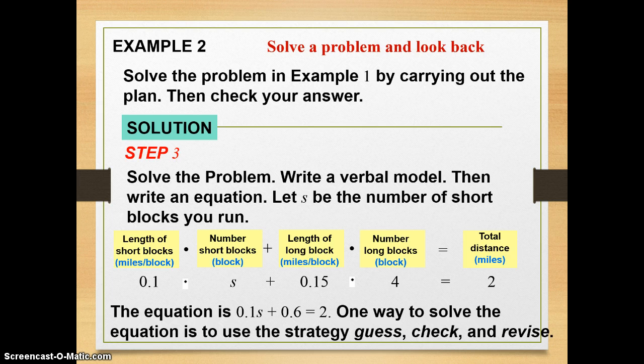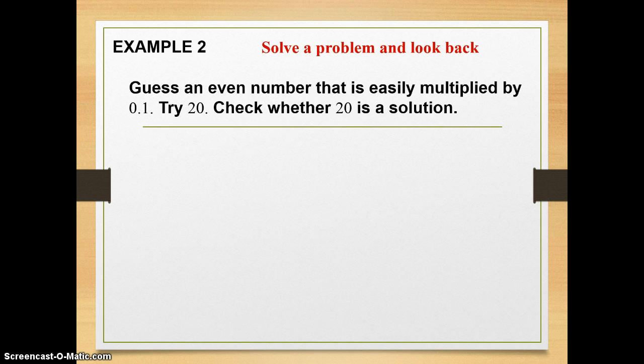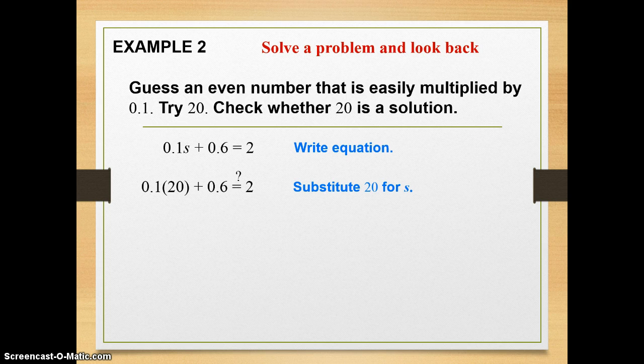One way to solve the equation is to use the strategy guess, check, and revise. Guess an even number that is easily multiplied by 0.1. Try 20. Check whether 20 is a solution. We want to substitute 20 in for S and see if it equals 2 miles. When we simplify, we get 2.6, which is not equal to 2. So 20 does not check.